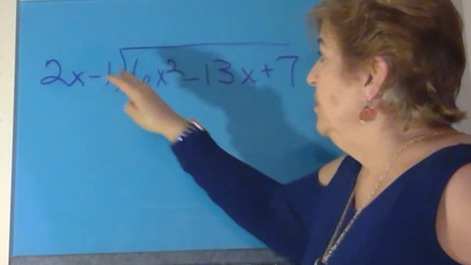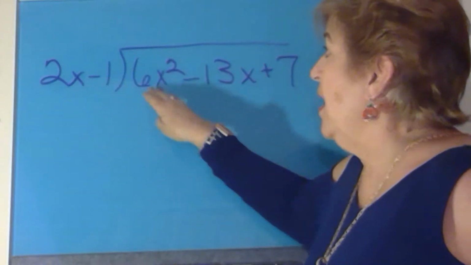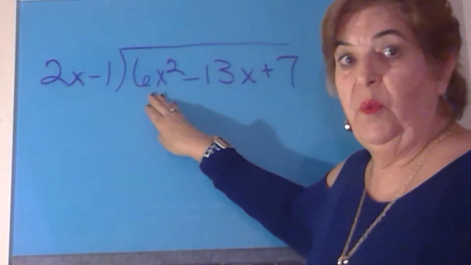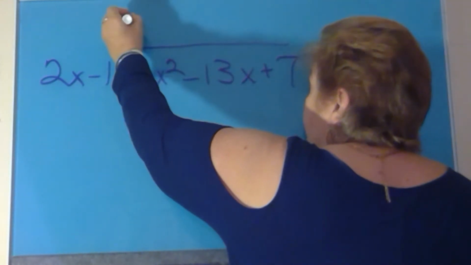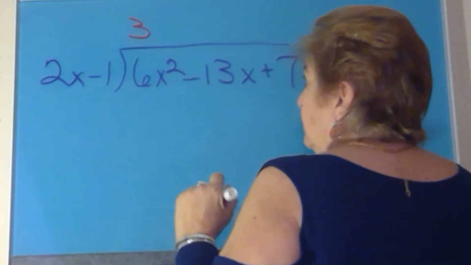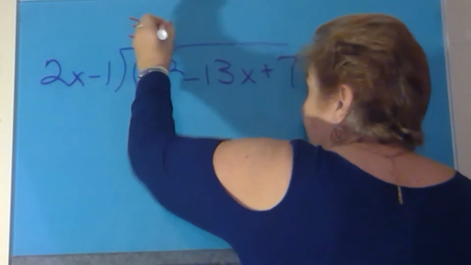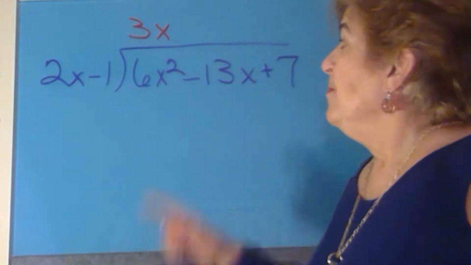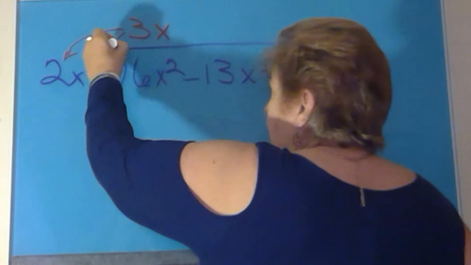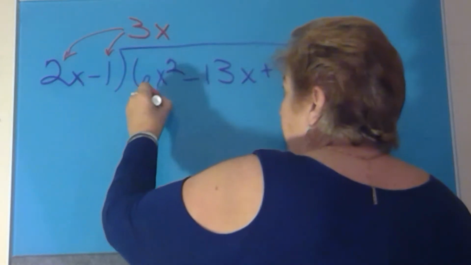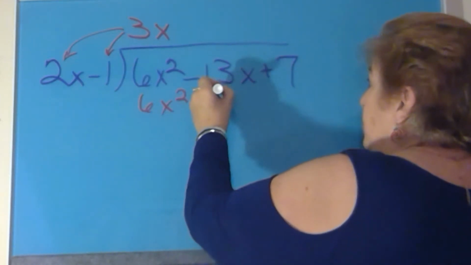How many times does 2x go into 6x squared? Or 2x times what will give me 6x squared? Well, for the 2, I need to multiply that by 3. And what do you multiply x by to get x squared? That would be x. Now you're going to distribute that here. That gives you 6x squared minus 3x.